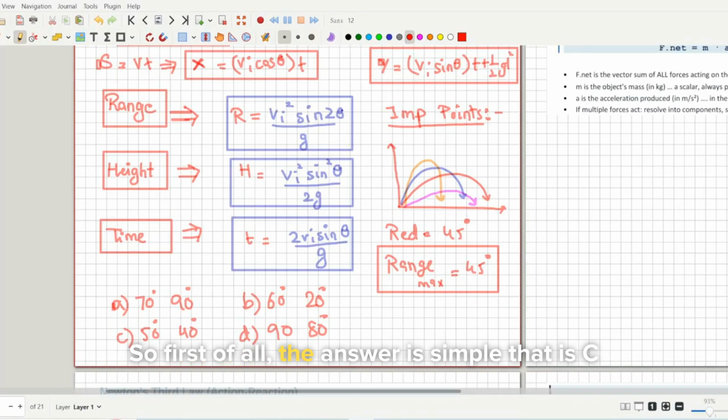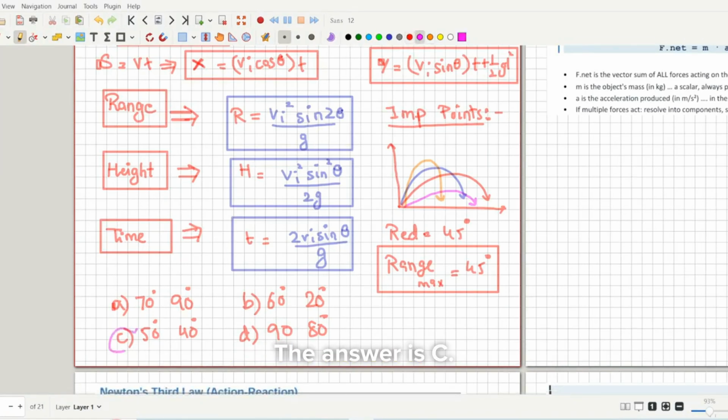So first of all, the answer is simple, that is option C. The answer is C. Why is that? Let me draw the diagram for you like this.